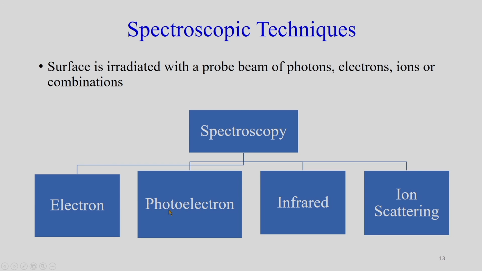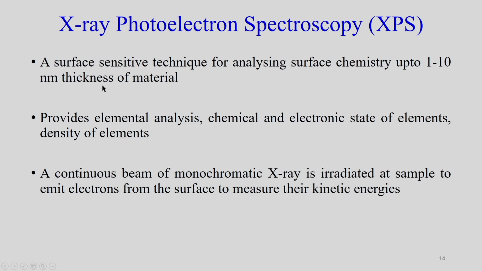So, first we will discuss the photoelectron spectroscopy. It is also known as X-ray photoelectron spectroscopy. It means we are using photons and electrons both together. So, this is a very surface sensitive technique for analyzing the surface chemistry, but again the thickness should be in the range of 1 to 10 nanometer. It provides elemental analysis, chemical and electronic state of elements, also the density of elements.